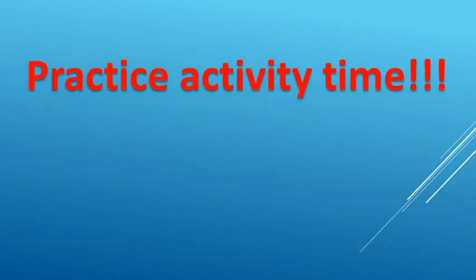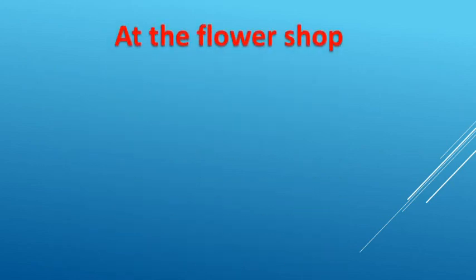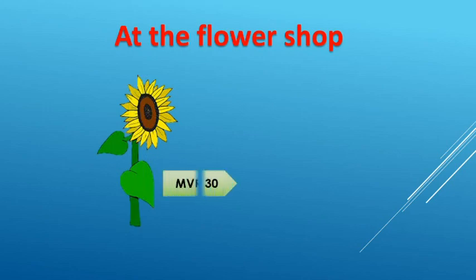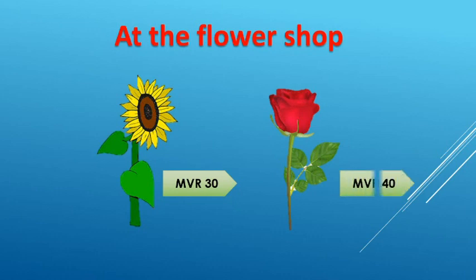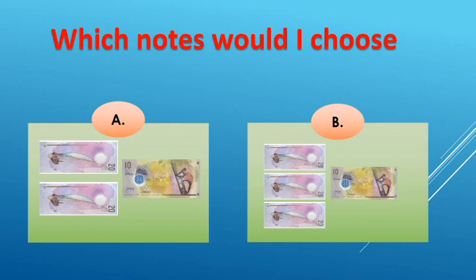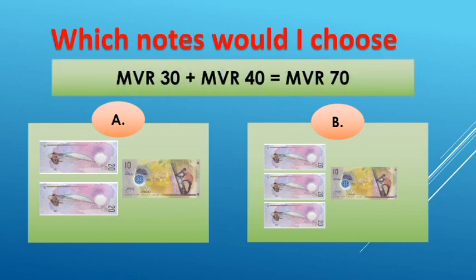This is your practice activity time. At the flower shop, the sunflower is selling for 30 rupiah and the rose is selling for 40 rupiah. So which note would I choose? When we add 30 rupiah and 40 rupiah together, what will be the answer? Yes, 70 rupiah. So which is the correct answer here? A or B?